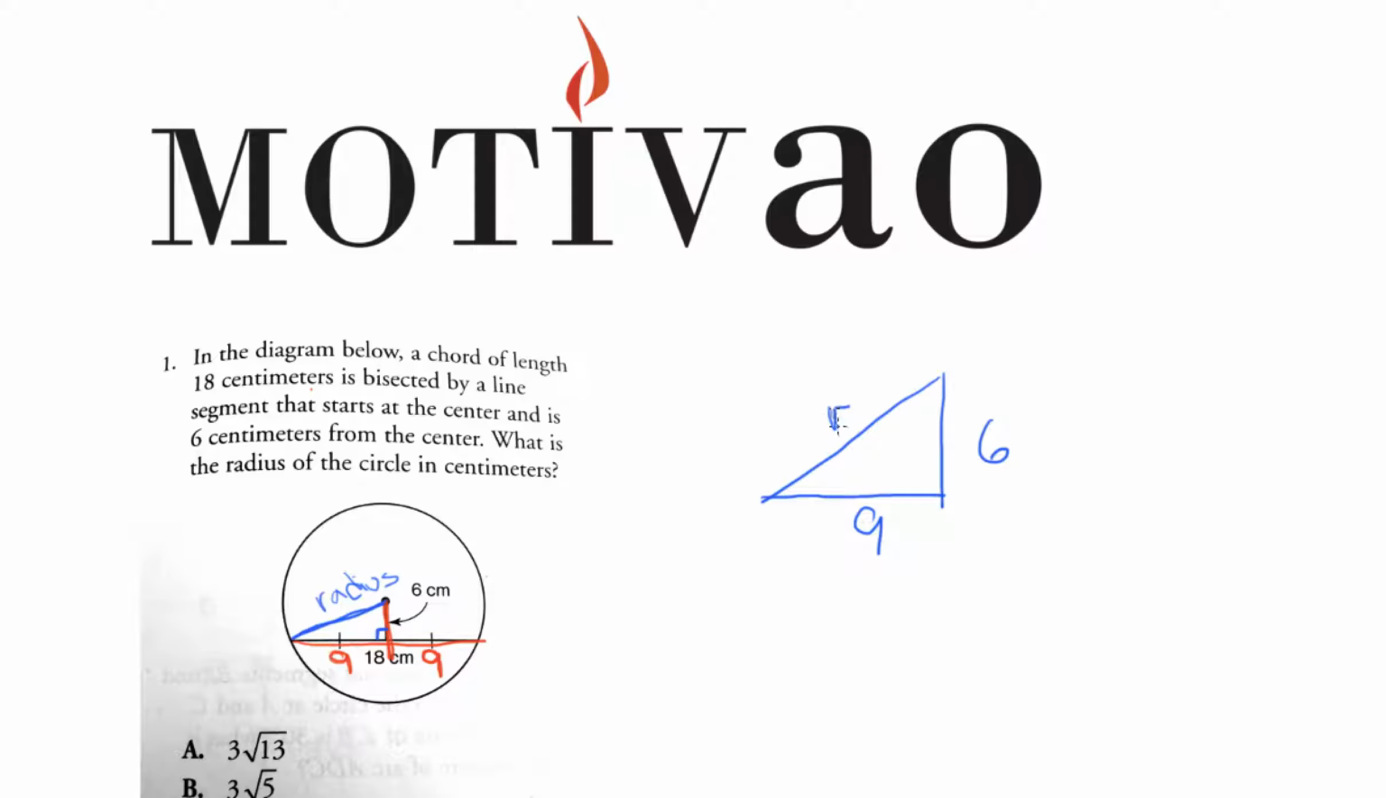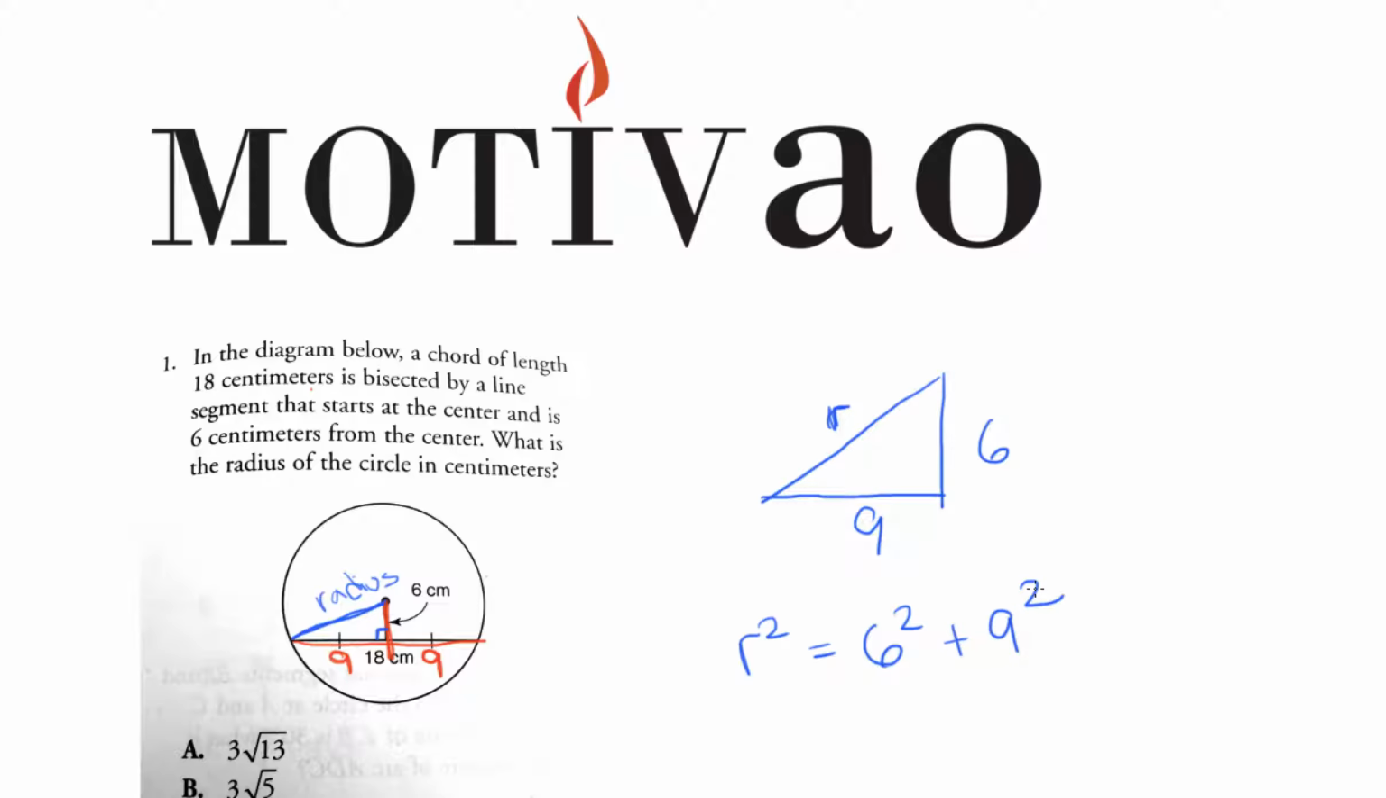So this is how we find it. We use either Pythagoras' Theorem or the Pythagorean squares. But let's just use the Pythagorean Theorem for now, and then we'll talk about other techniques that we can use for this problem. So what does the Pythagorean theorem say? It says that r squared equals 6 squared plus 9 squared.